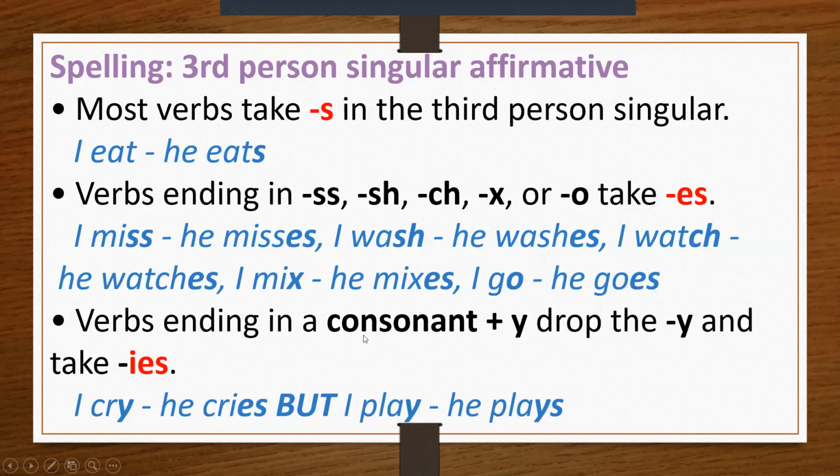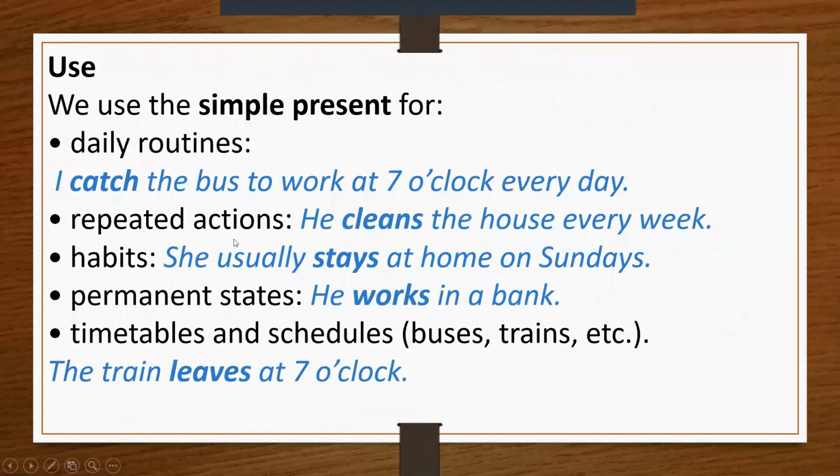Verbs ending in a consonant plus y, we drop the y and say ies. For example, I cry, he cries. But when we have a vowel plus y, for example, I play, he plays, we don't drop the y, we only add the s.